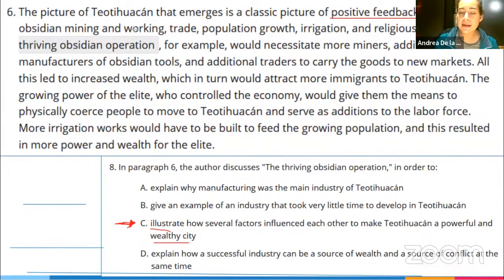If you understand the main idea of the paragraph, you will be able to answer all of these purpose questions, because the main idea of the paragraph will always be the object. Remember I told you, right? You have to, first of all, have the right verb and then have the right object in your answer. The main idea will always be the object. And as you can see in option C, that's true, right? Because it says, illustrate how several factors influenced each other to make Teotihuacan a powerful and wealthy city. That is the main idea of the paragraph.